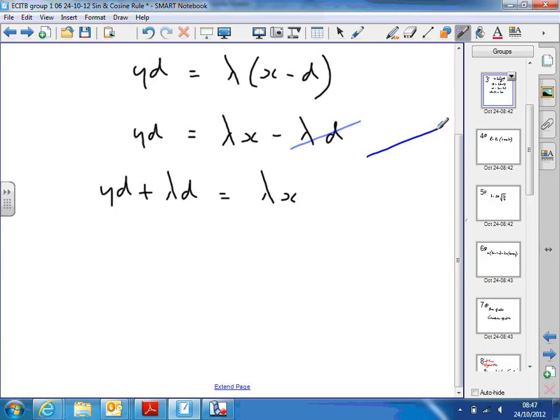These little steps you need to start practicing, and there's loads of them in the textbook and the solutions are on the website, so it's just practice. Now we factorise on the left hand side. I know if I've got 2 D's, at some point I'm going to try and factorise. That means if we look at this, D is common to both of these terms, so I can take it outside a bracket, leaving me y plus lambda inside the bracket. So I end up with that.